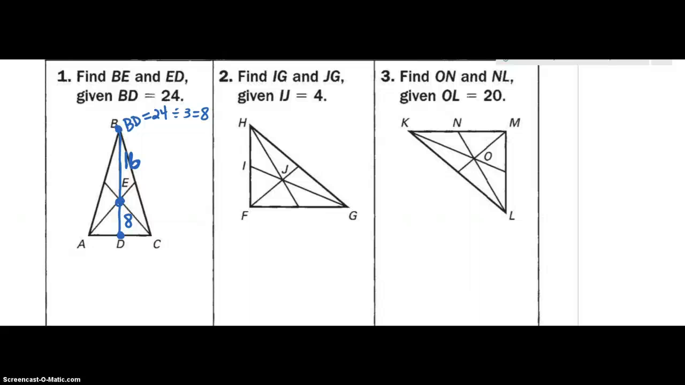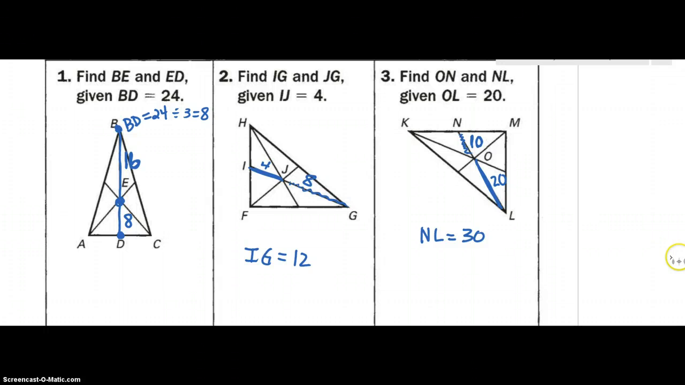Okay, so for number 2, they give you IJ. IJ is 4. That is part of the median IG, so we need to find JG. Well, if 4 is the small piece, how long is the long piece? 8. And the length of the entire median IG is 12. And then for number 3, OL is 20. That's the longer part of the median. So the shorter part of the median has to be 10 in order for the long piece to be double. The entire median, NL, is 30. Questions?